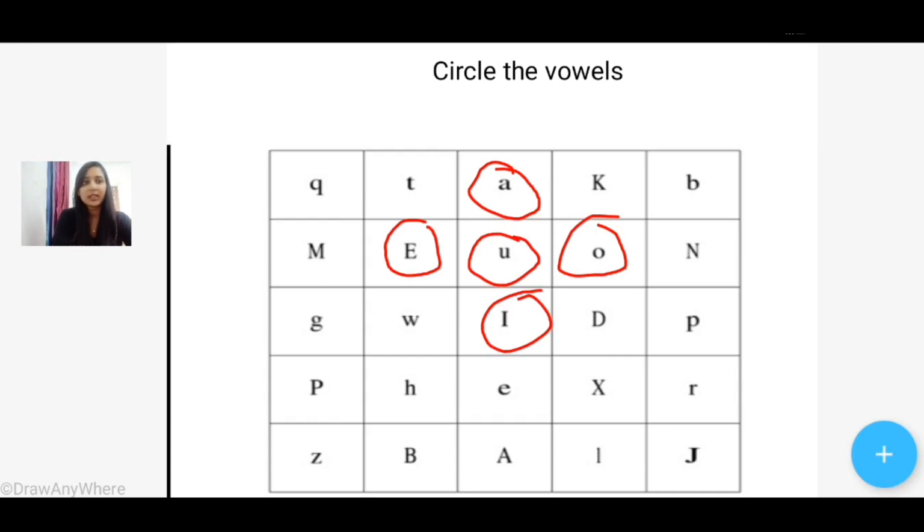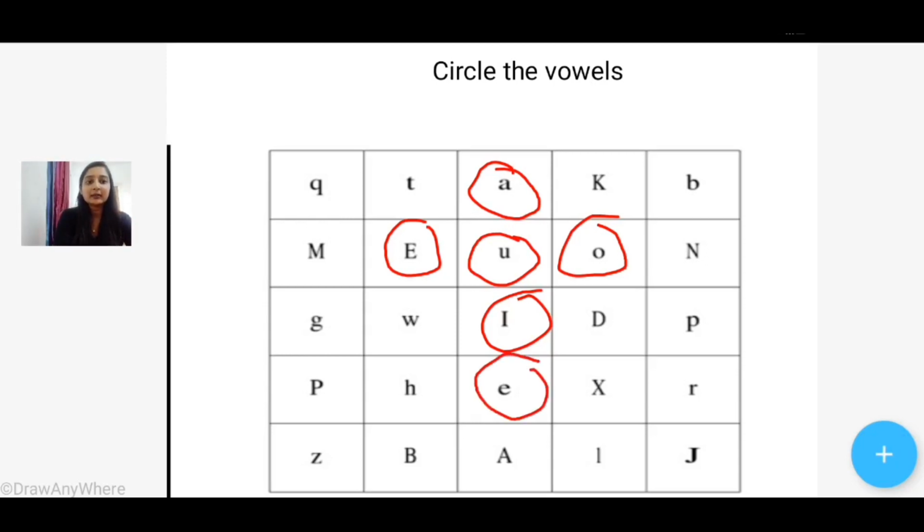D. D doesn't come in A-E-I-O-U, so it's not a vowel. P. No. Again P. No. H. No, it's a consonant. E. E comes in A-E-I-O-U, so E is a vowel. So we will circle E.